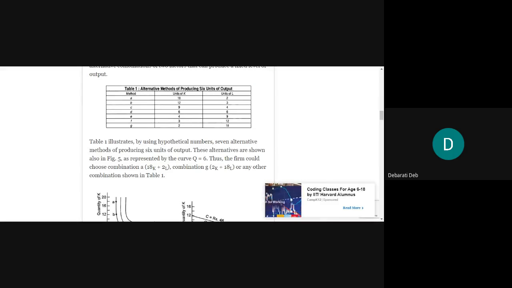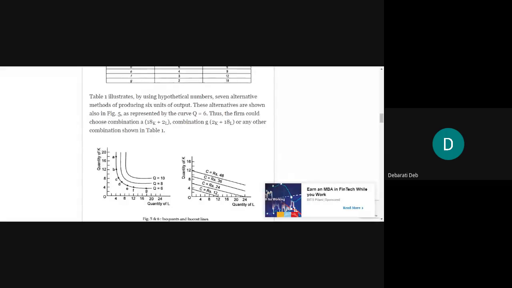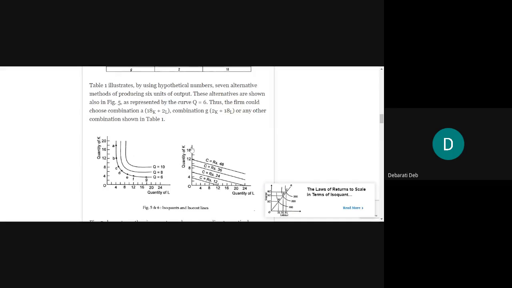Okay, so we have mixed and matched the blending of labor and capital, and then we have taken 7 different options. Table 1, the table which you can see on your screen, it illustrates by using hypothetical numbers 7 alternative methods of producing 6 units of output. These alternatives are also shown in the figure 5. These are the figures 5 and 6. Okay. These alternatives are also shown in the figure 5 as represented by the curve Q equals to 6.